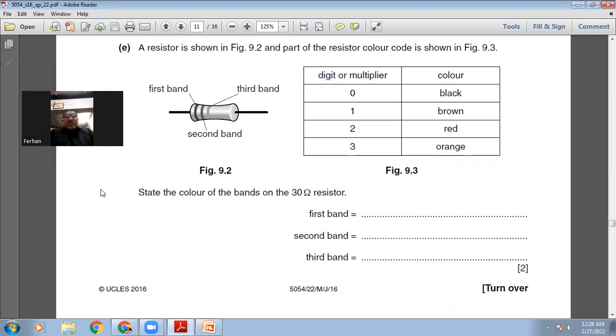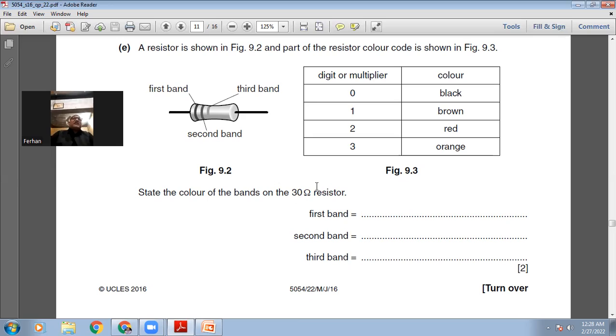A resistor is shown in figure 9.2 and part of the resistor color code is shown in figure 9.3. So it has 3 color bands on it: first band, second band, third band. The first band always represents a digit, the second band also represents a digit, and the third band always represents the multiplier, 10 raised to power what? That's the multiplier. So, shade the color of the bands on the 30 ohm resistor.